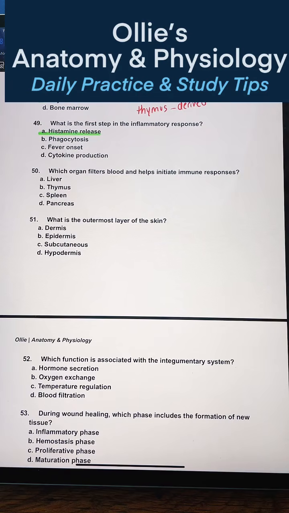Number 50, which organ is going to filter blood and help initiate immune responses? A, B, C, or D?